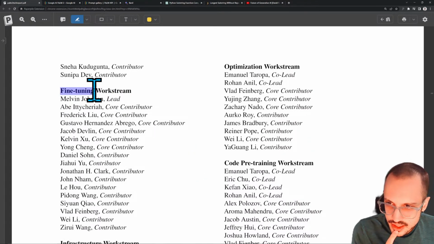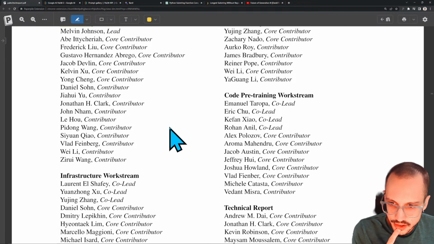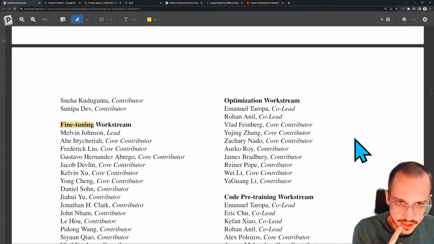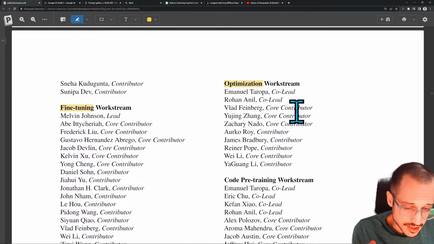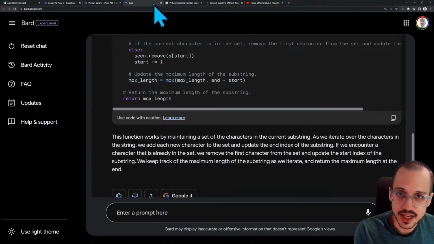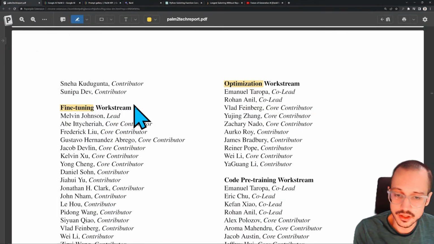Here's the fine-tuning team. So these might be the people that fine-tuned it on the code and on the specific different languages. Optimization, I don't know what that means. I guess that's maybe hyperparameter optimization, but probably not. It might be the people who actually get it to run in real time on the Bard.